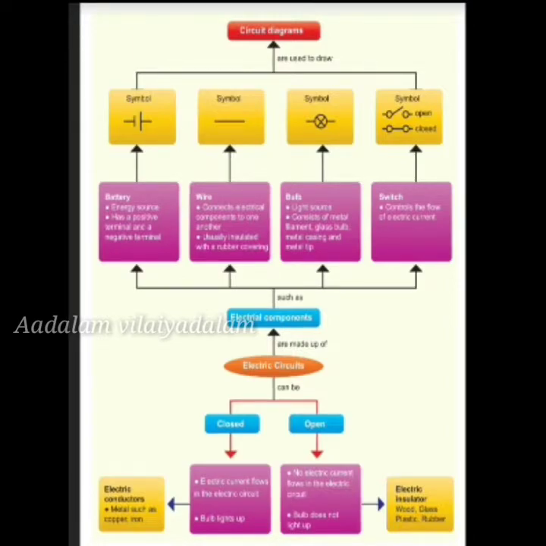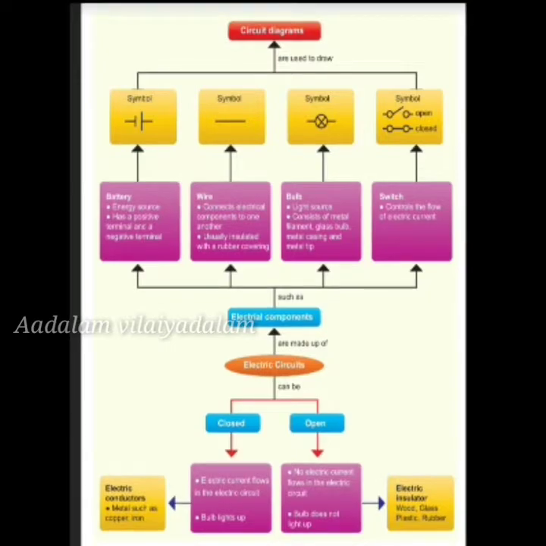The first symbol is the battery symbol. The longer line is the positive terminal and the shorter line is the negative terminal. The next symbol is the wire symbol. This wire helps you to connect electrical components to one another, usually insulated with a rubber covering for you to not get electric current.